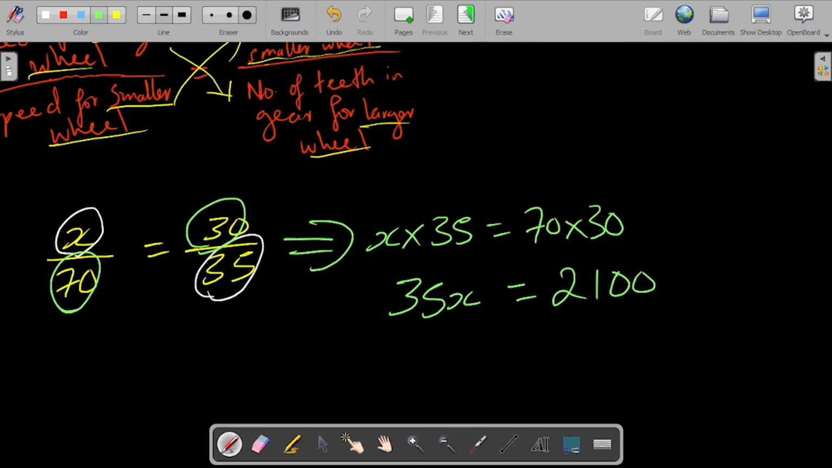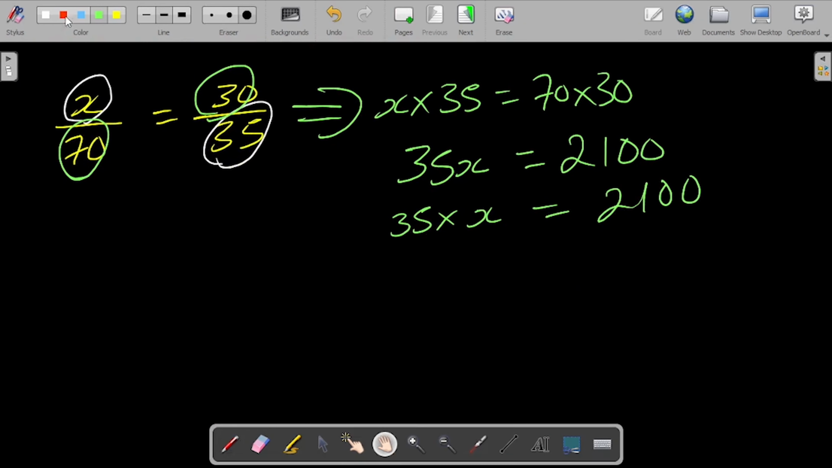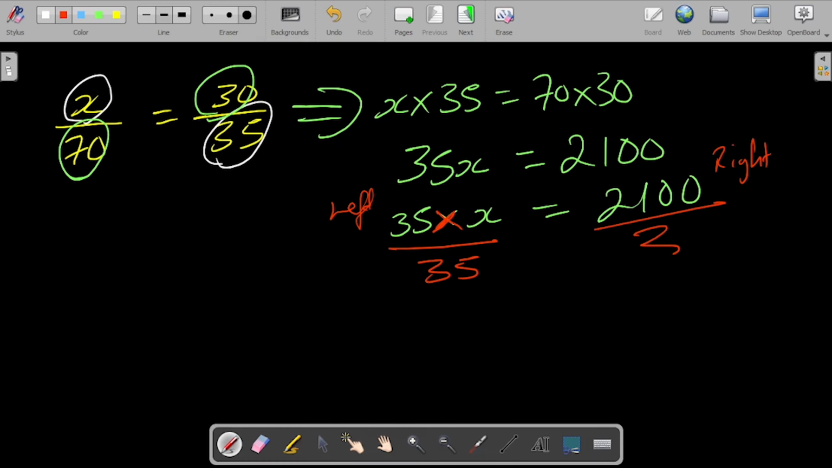We want to find x. 35x is the same as 35 multiplied by x, equals 2100. So we're going to divide by 35 because division is the opposite of multiplication. So divide by 35 here, and since this is an equation, whatever we do to the left we have to do to the right to make sure it balances. It's like a scale, so divide by 35 here as well.